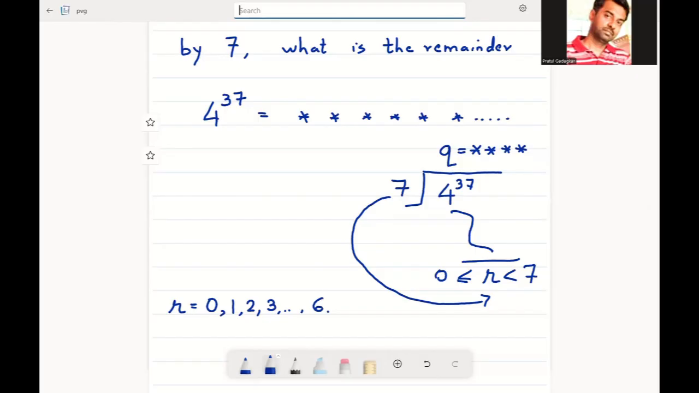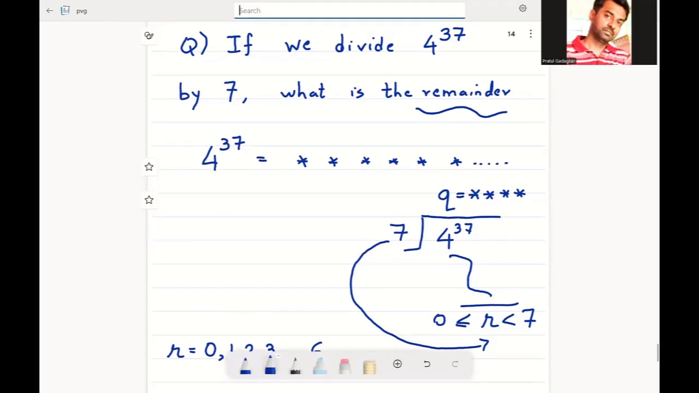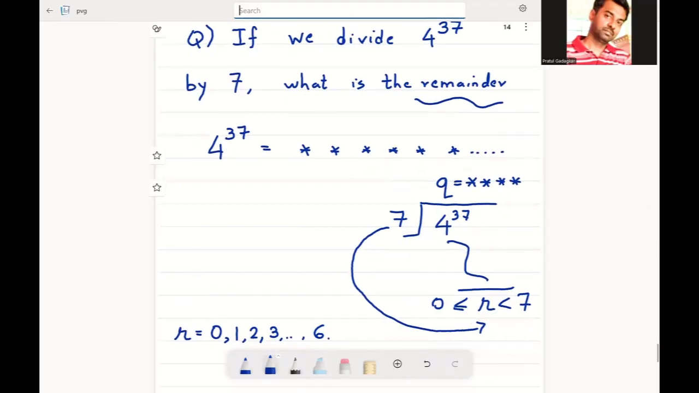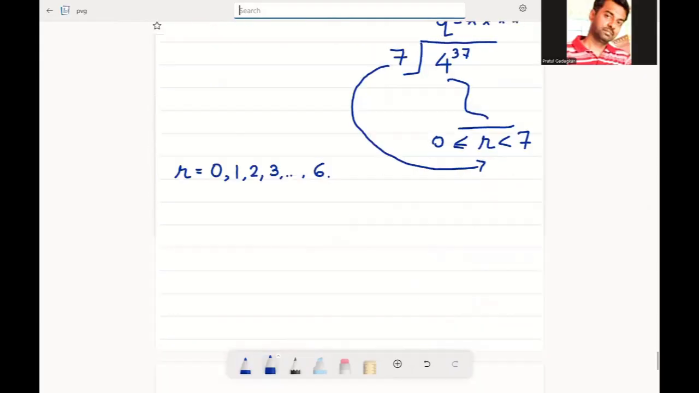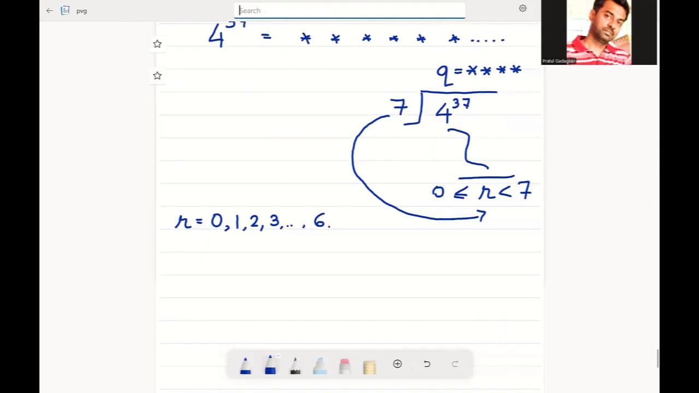And this remainder we want to find. I'm going to use Euler's theorem to find the remainder of this particular division. Now, I'm going to divide by 7, so I'll choose n equal to 7. Who is n? The one with whom I'm going to divide. So n is 7, and choose a equal to 4. Why? Because I have 4 raised to 37, so it looks like a raised to something. So my value of a will be equal to 4.